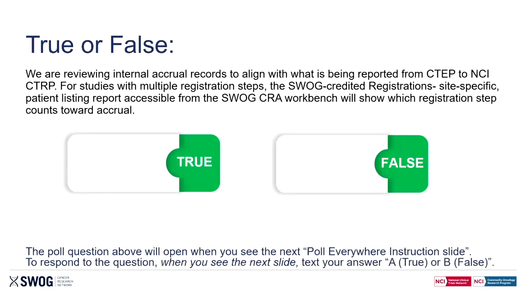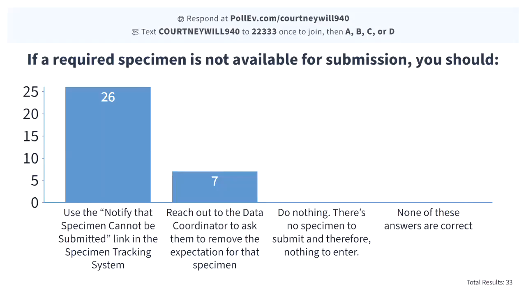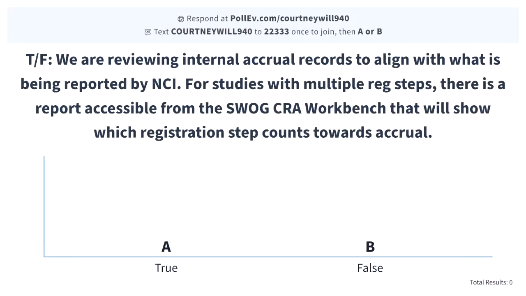All right, true or false? We're reviewing internal accrual records to align with what is being reported from CTEP to NCI CTRP. For studies with multiple reg steps, there is a report accessible from the SWOG CRA workbench that will show which registration step counts towards accrual.